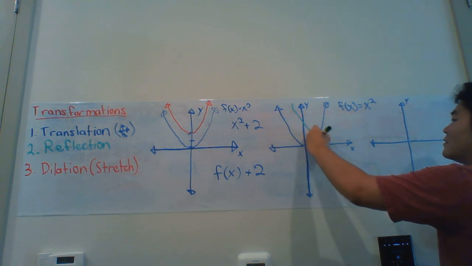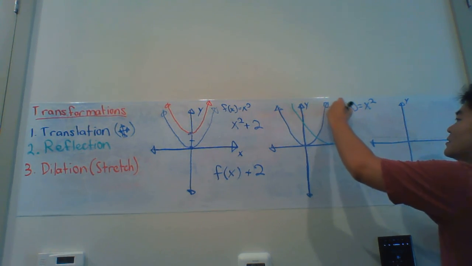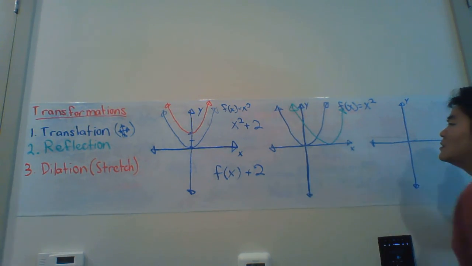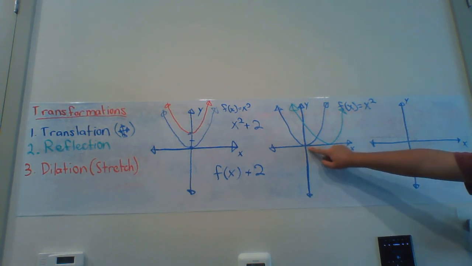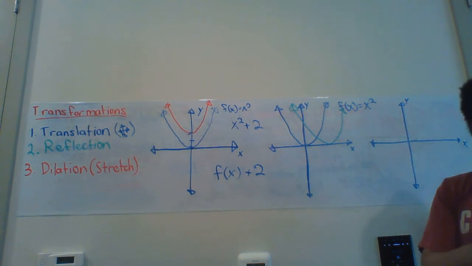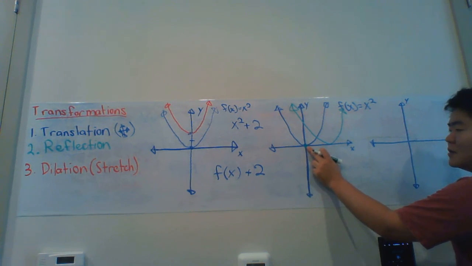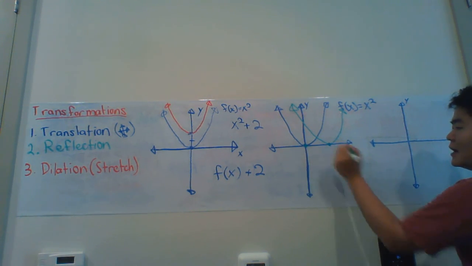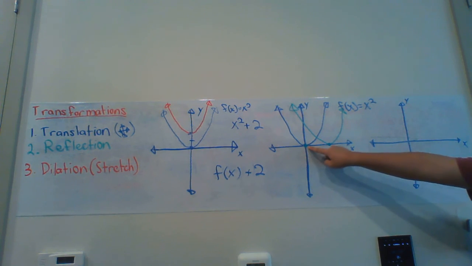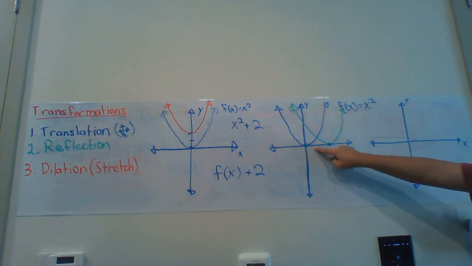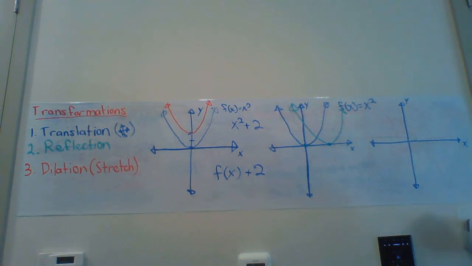We'll have a function like this, in green. So you see we start here. Remember, we're looking at the vertices. And then we're looking at the vertex of this one. How did the vertex move? It moved from the origin and then to the right.